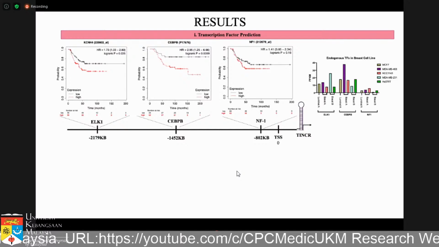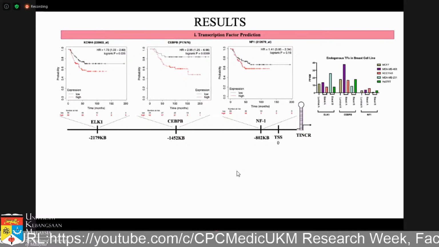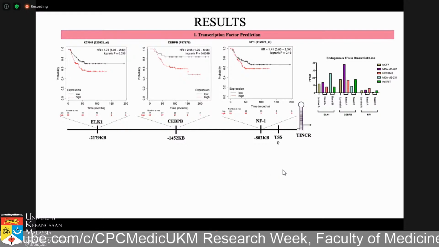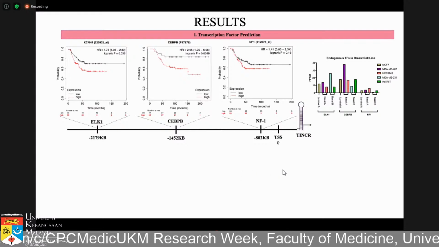And here is the endogenous expression data of the transcription factors. We can see that there is a high expression of CEBPB and ELK1 in our current in-house cell line panel.